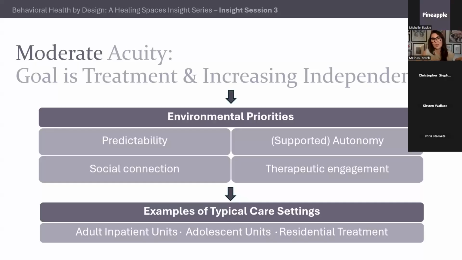And these are just some examples of supported autonomy that are not so expensive or difficult to implement, especially if they are designed beforehand.